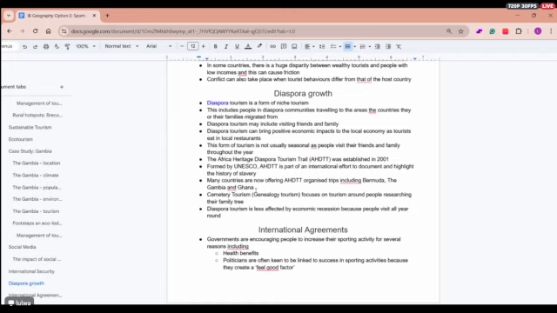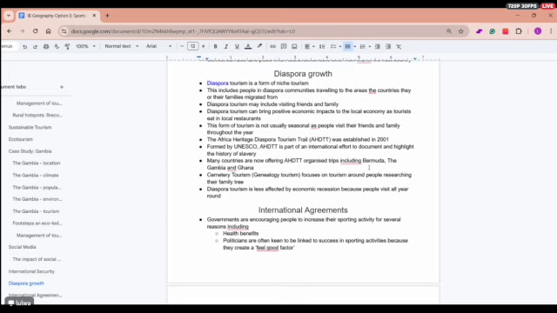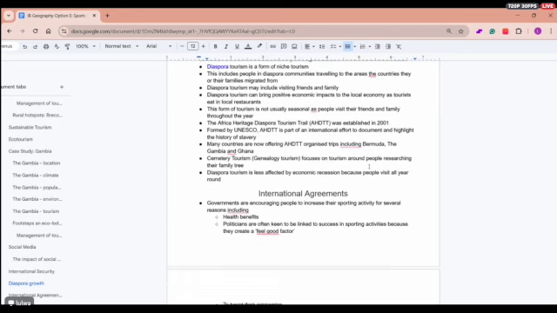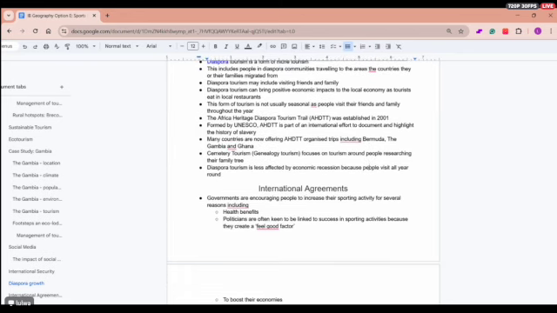And diaspora tourism may include visiting friends and family. Of course, you also have the Africa Heritage Diaspora Tourism Trail, which was formed by UNESCO, and it's a part of an international effort to document and highlight the history of slavery. Many countries now offer AHDTT organized trips, including Bermuda, the Gambia, and Ghana. And you also have cemetery tourism, which focuses on tourism around people researching their family tree. And diaspora tourism is less affected by economic recession because people will visit all year round.